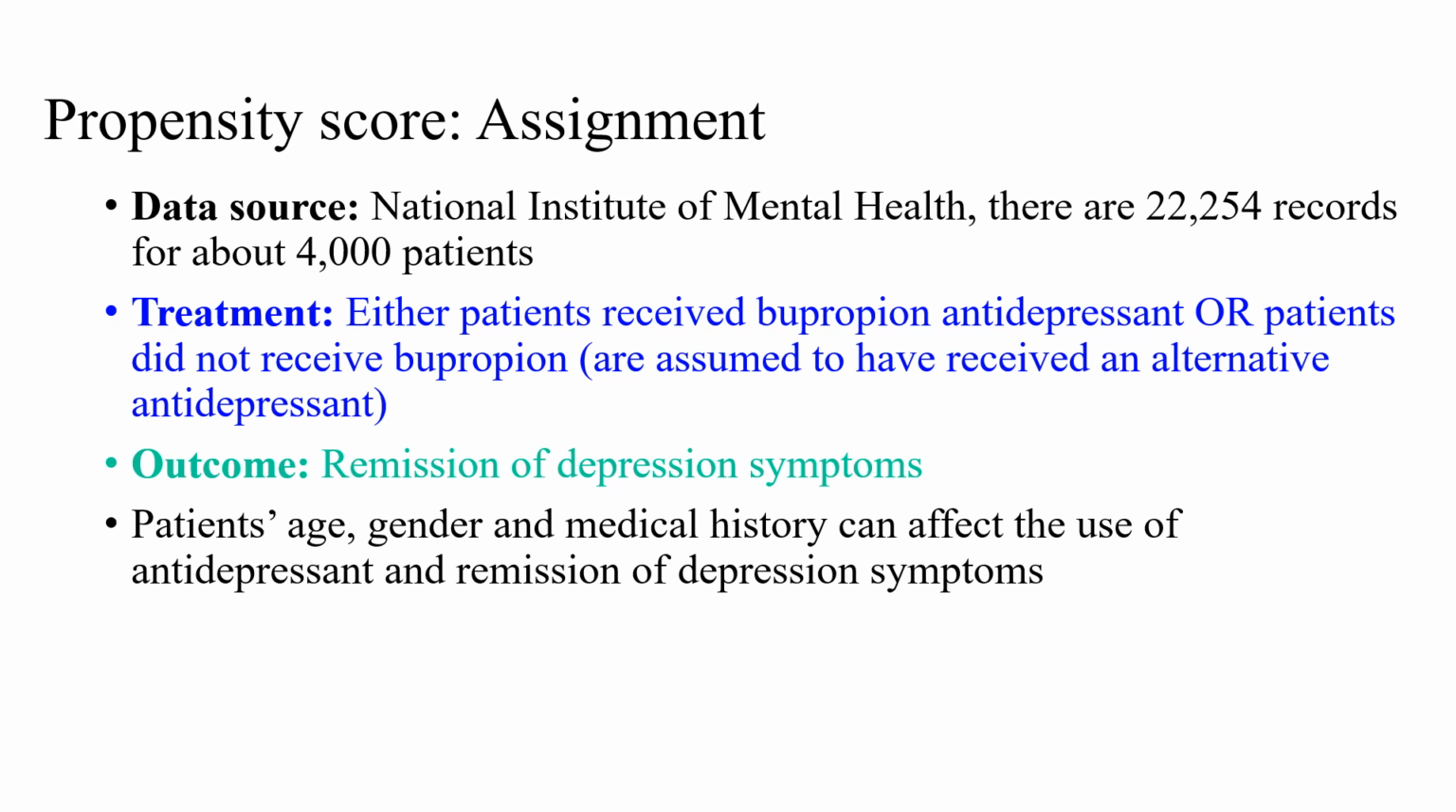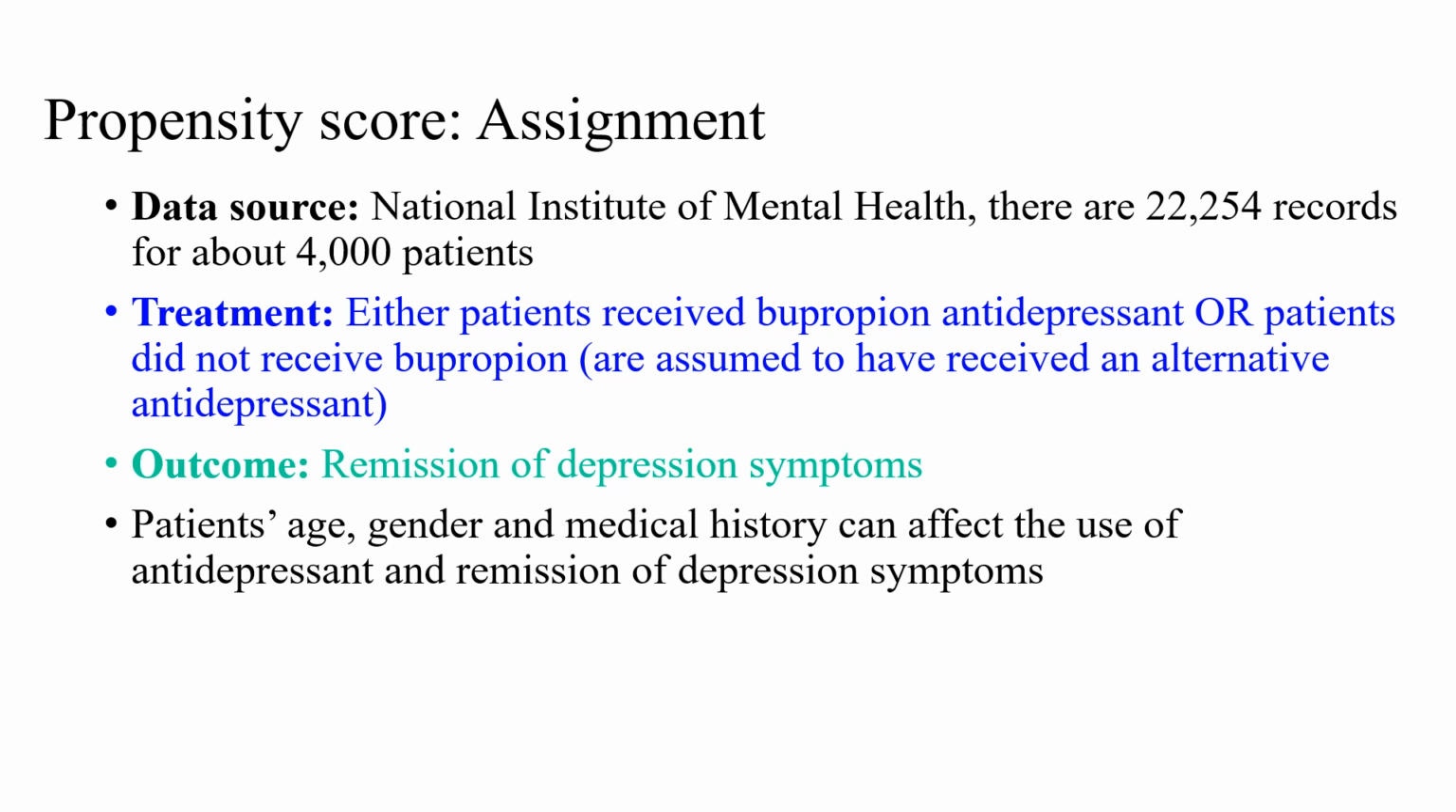Use of a specific antidepressant is our treatment. So, we have two groups under the treatment. One, a group of patients who have received the specific antidepressant, and the other group where the patients did not receive our antidepressant. That means they have received an alternative option. Now we want to explore the effect of a specific antidepressant on the remission of depression. So, the remission of depression symptoms is our outcome.